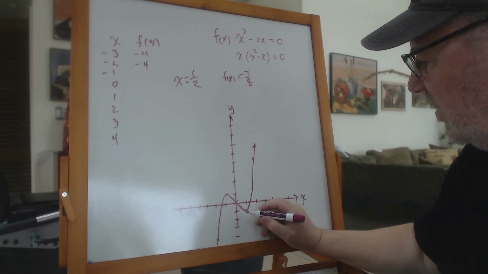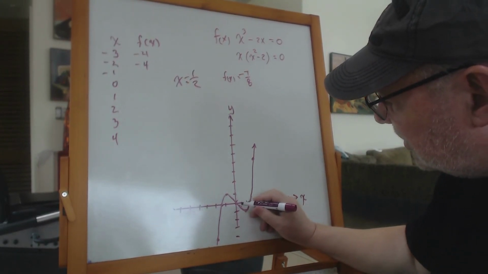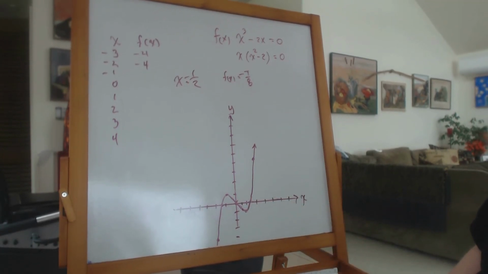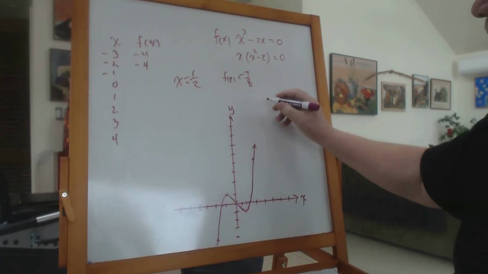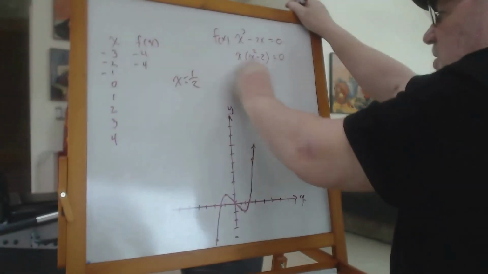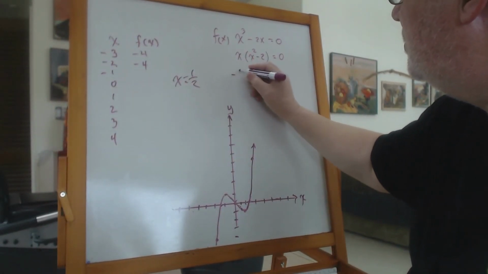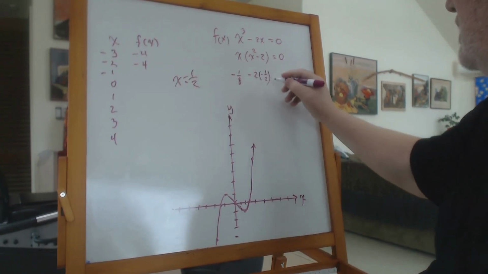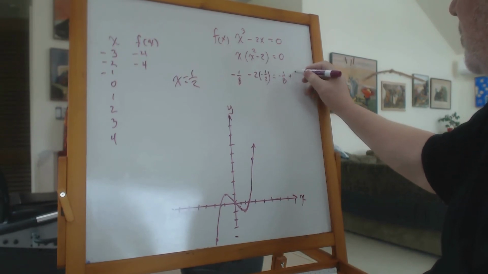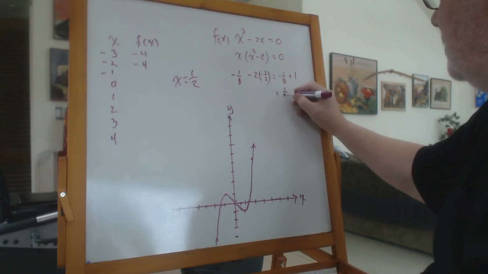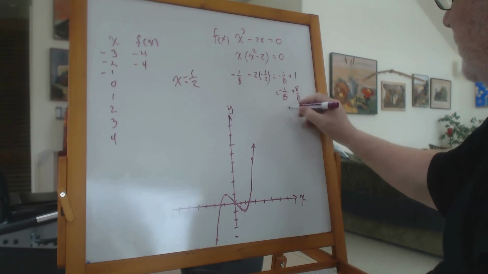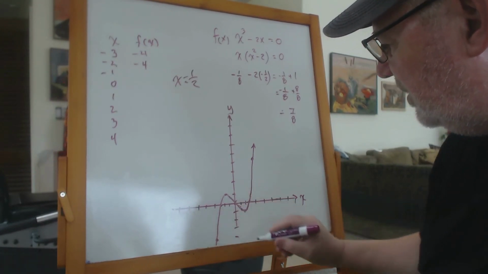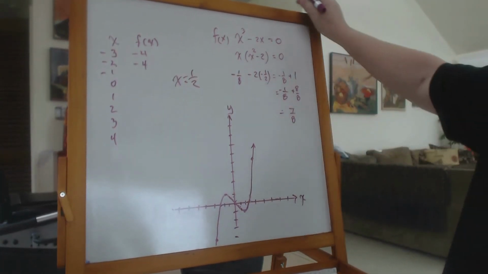And down here, when x is 1/2, you can see that it's somewhere down here, close to minus 1. So we're in the right neighborhood. I bet if we looked at minus 1/2, we'd have something like this. We'd have negative 1/8 minus 2 times minus 1/2, which is minus 1/8 plus 1, but we have to put them in the same denominator: minus 1/8 plus 8/8, and we have positive 7/8, and 1/2 is right there, and that's about 7/8. This is a crude scale, so we're in the right ballpark.